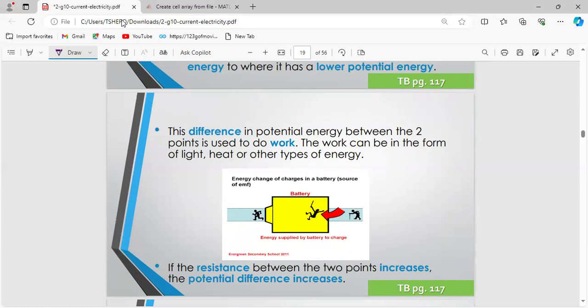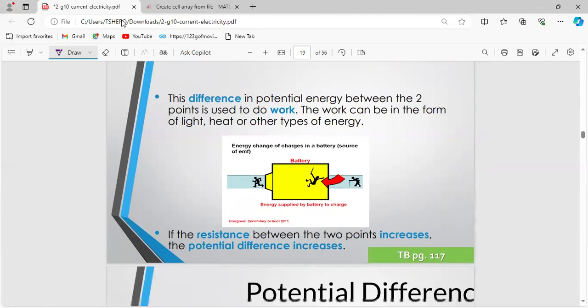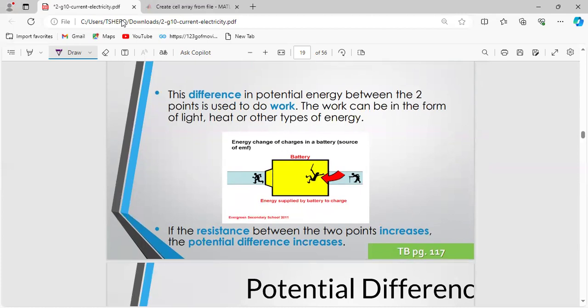Okay? We need the energy. Now, here we have a quite very important statement, which says that if the resistance between the 2 points increases, the potential difference will also increase. Let me show you what they mean.